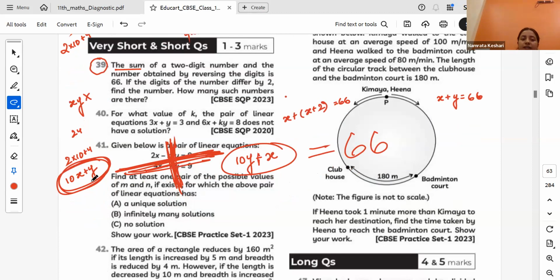So we will be getting 10x plus y, 10y plus x. 10x plus x will be 11x. Okay, 10y plus y will be 11y. That is 66. We can take out common. 11 will be having x plus y is equals to 6. Right? The first equation.